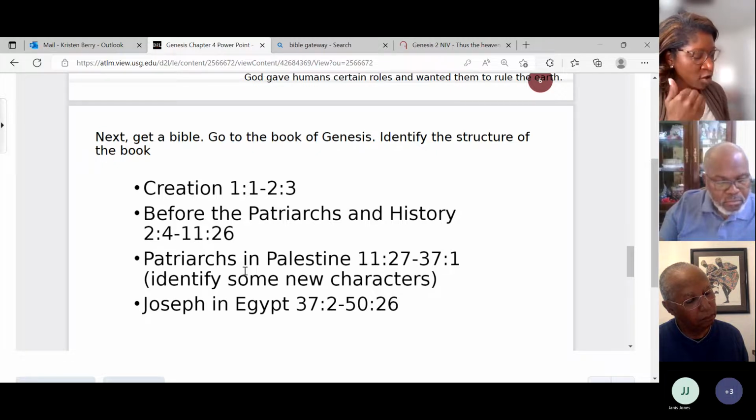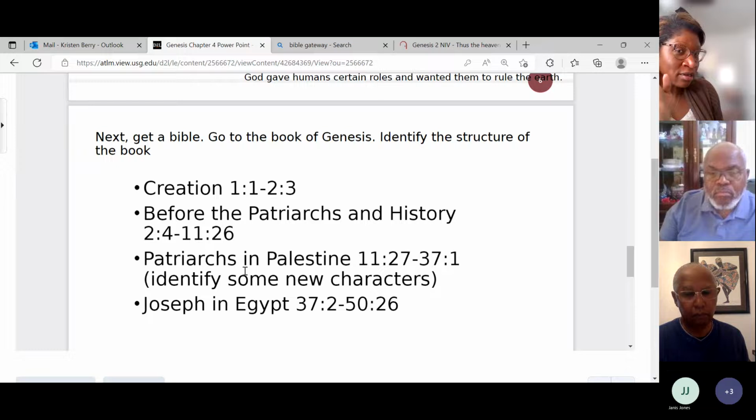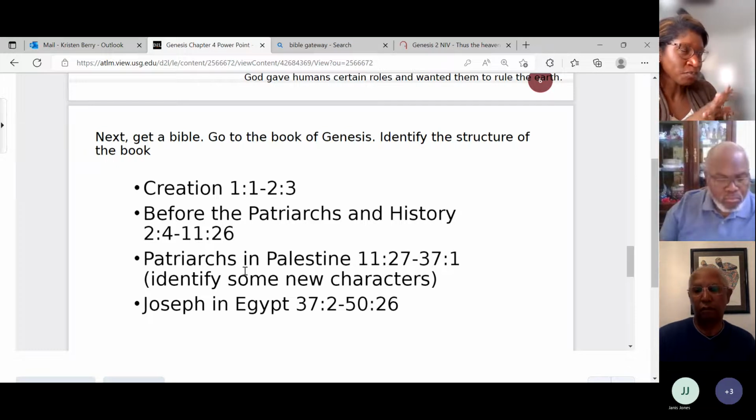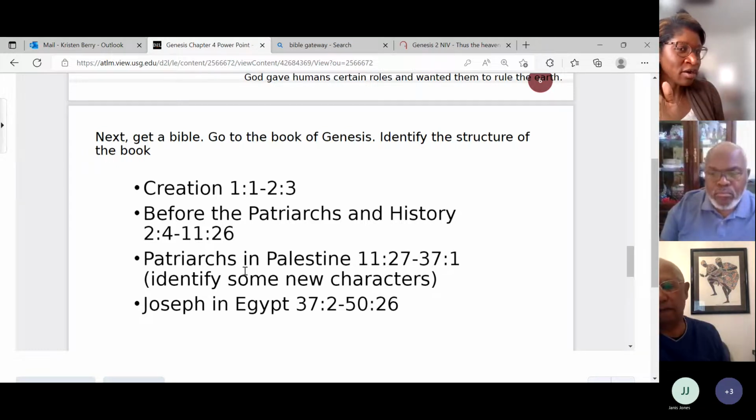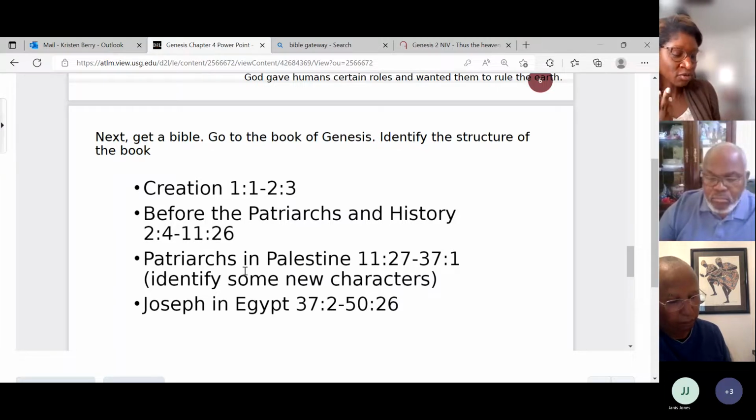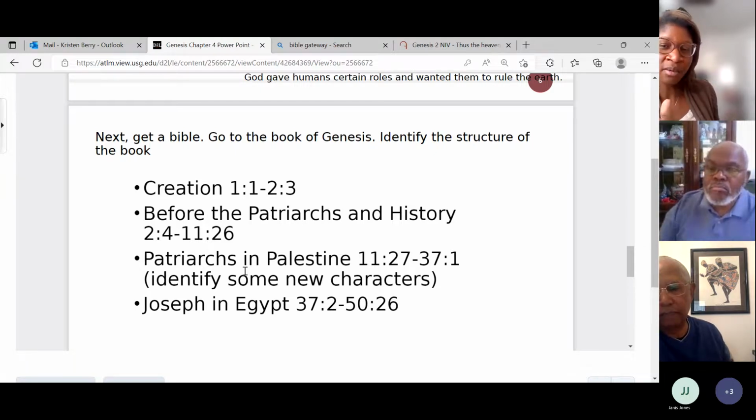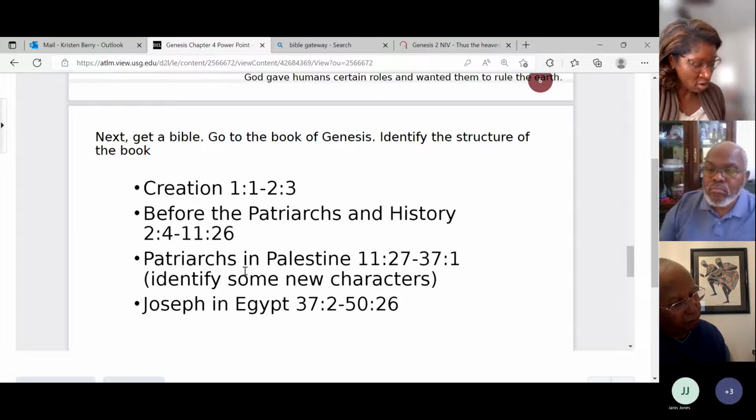So let's just pause right there. Genesis is going to introduce us to a lot of names, a lot of individuals. I don't want to call them characters, but we are now introduced to Abram and Sarai. And then later, through their interaction with the Creator God, they had a name change to Abraham and Sarah.